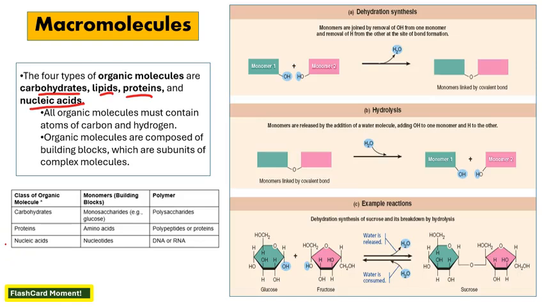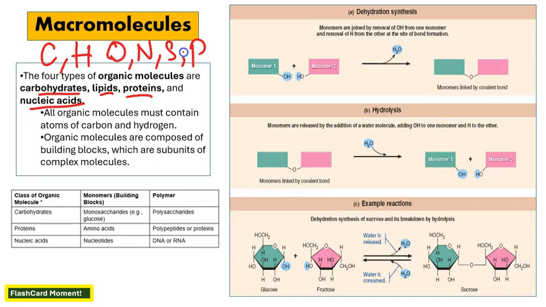And the specific thing about any of these macromolecules is that they must contain carbon and hydrogen. Okay, folks? So all of them are going to contain carbon and hydrogen. Some are going to contain oxygen. Some are going to contain nitrogen, sulfur, phosphorus, etc., etc.